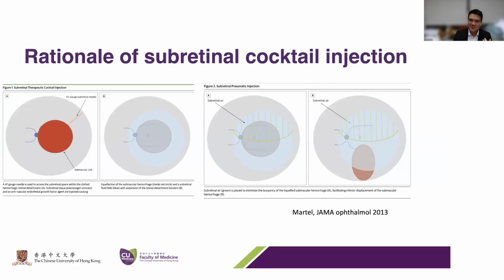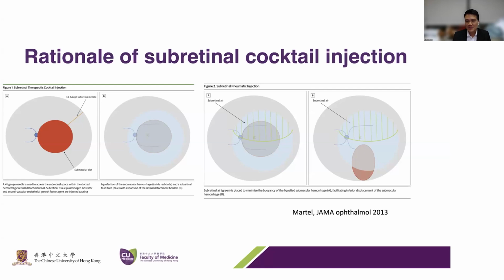So it may sound crazy to you. Why would I want to inject subretinal air or subretinal anti-VEGF? It makes sense to inject subretinal TPA because there were concerns that intravitreal TPA molecules may not be able to penetrate from the vitreous cavity through the retina into the subretinal clot space. However, is there a rationale that we need to inject subretinal air or subretinal anti-VEGF agents?